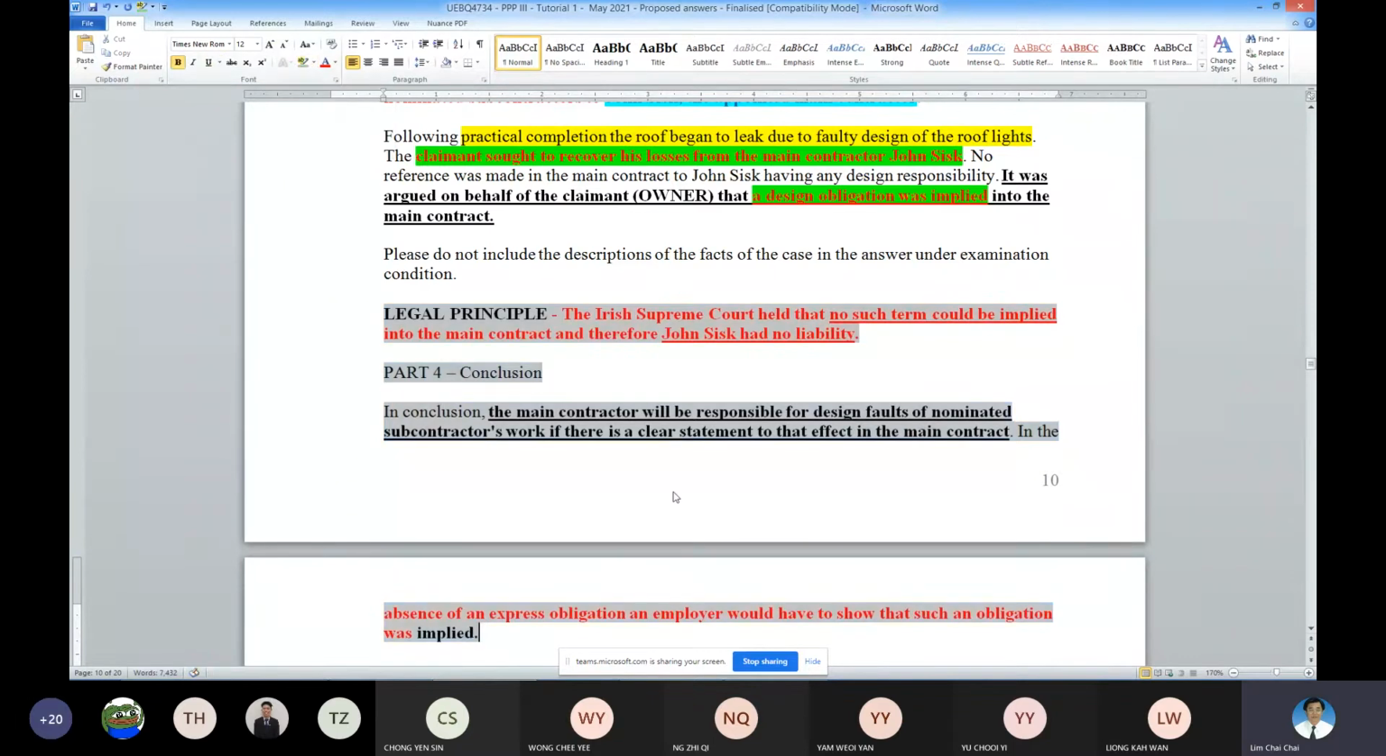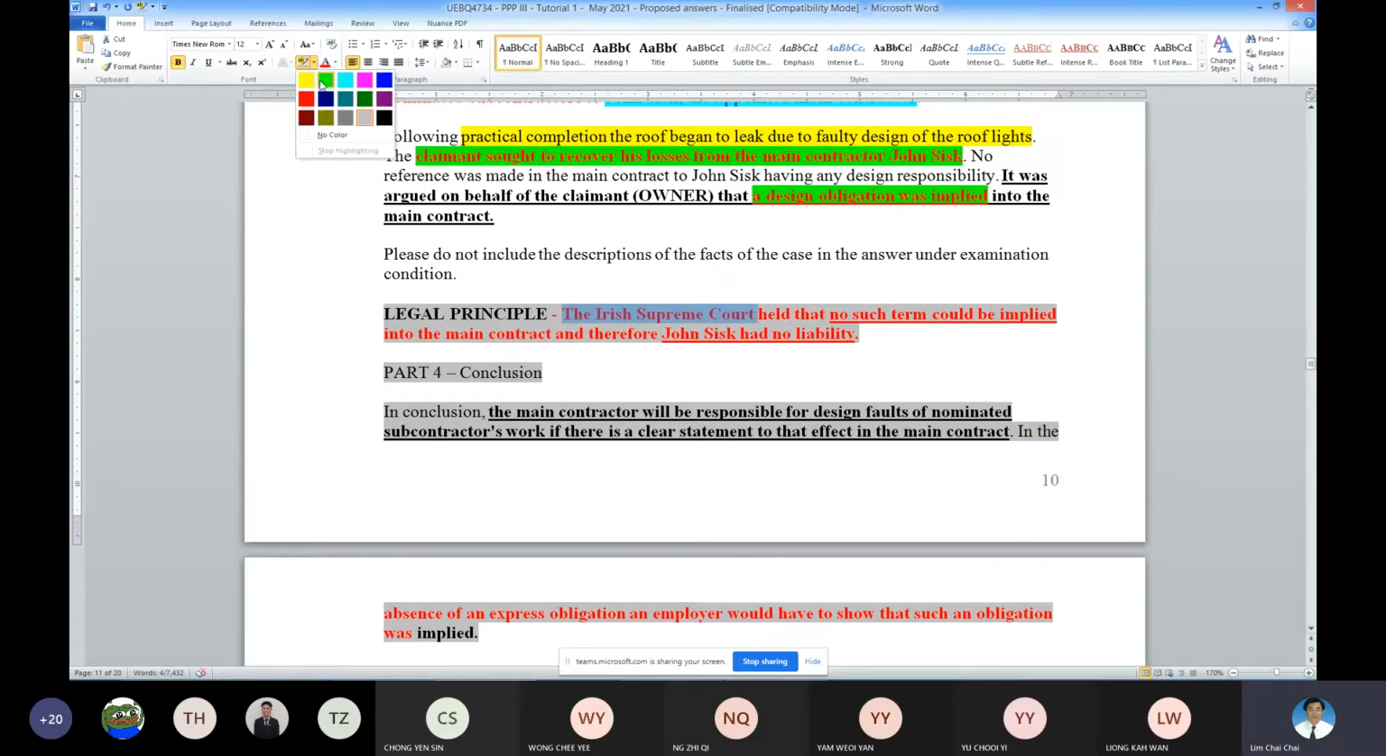Okay, so the legal principle is this. This is what the owner argued: although there is no design responsibility for the NSAs by the main contractor, the owner says that there is an implied obligation under this contract that the main contractor is responsible, even though the design is by the NSAs. Now you look at the judge's conclusion.